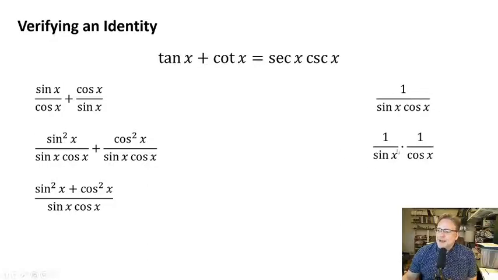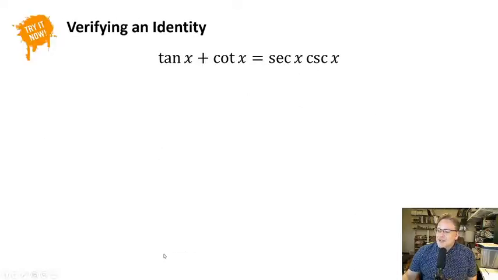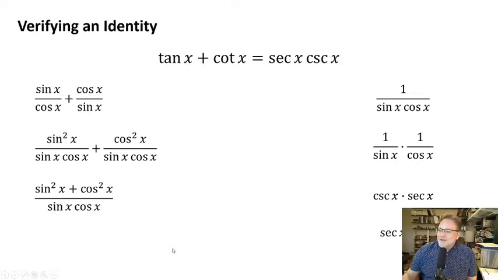Well, if I break that up into 1 over sine x times 1 over cosine x, what's 1 over sine x? Well, that's cosecant x. What's 1 over cosine x? That's just secant x. So you can see here we've gotten to this point where we have proven this to be true. Tangent x plus cotangent x is the same thing as secant x times cosecant x.